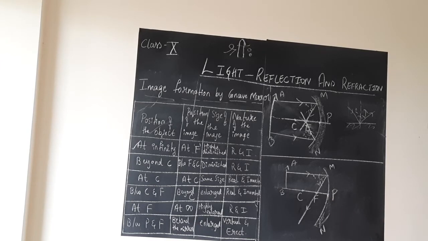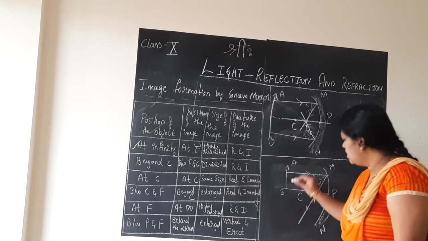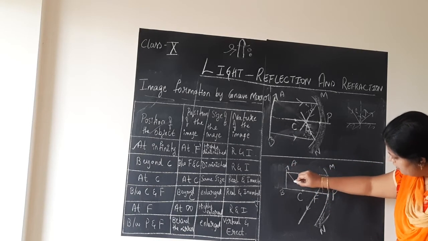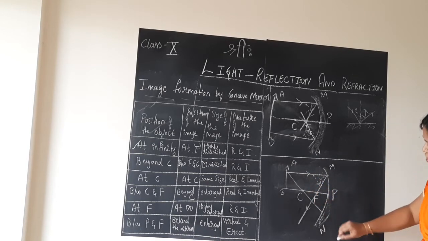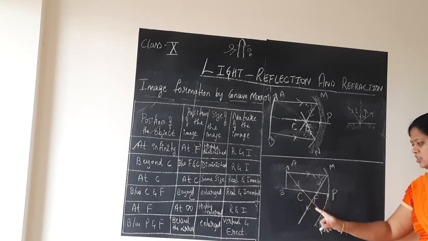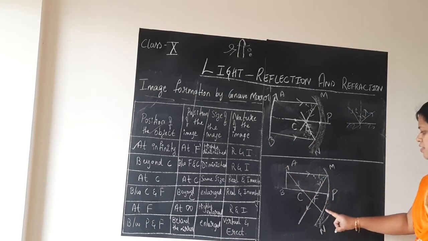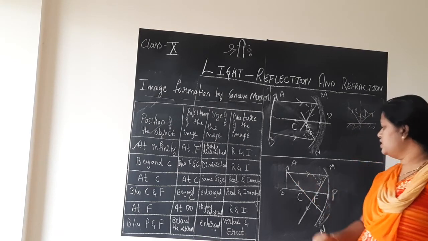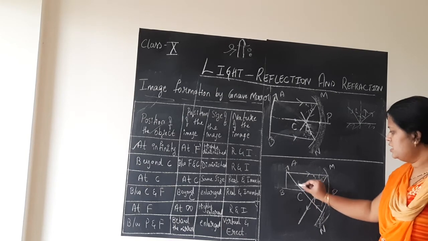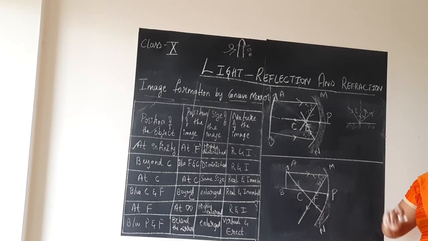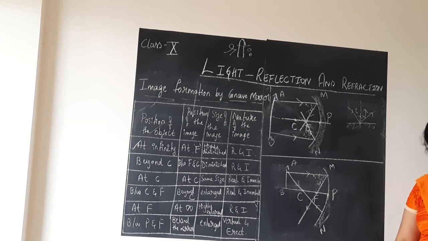One more ray of light we need in order to show the formation of image here. Now, when I pass one more ray of light, I will pass it through the center of curvature of the mirror. This is the second ray of light. The ray of light passing through the center of curvature of the mirror, after reflection, will trace the same path as that of the incident ray. It will go in the same path after reflection whenever the ray of light passes through the center of curvature of the mirror.